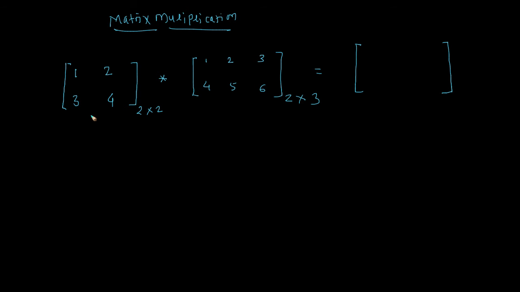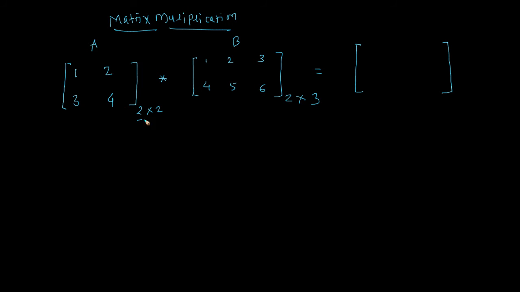So matrix multiplication. Let's see how to perform matrix multiplication. Let's say we are given these two matrices A and B. A 2D array is also called a matrix. It has two dimensions, right? So let's say we are given this matrix A and B.